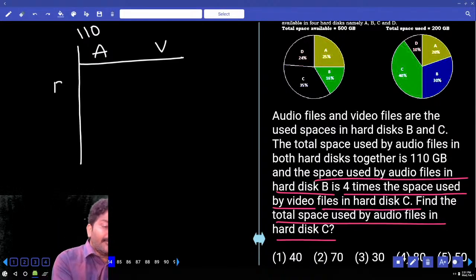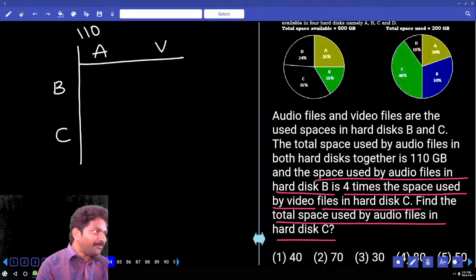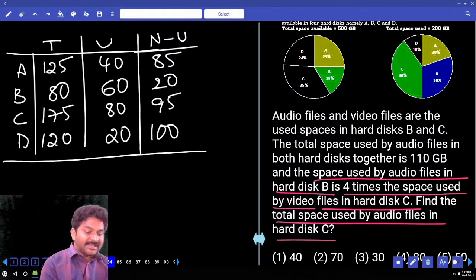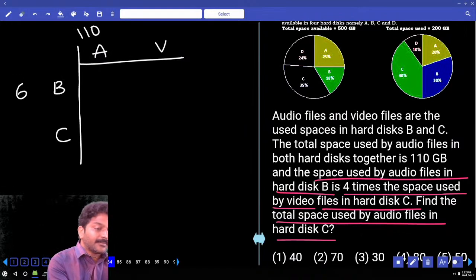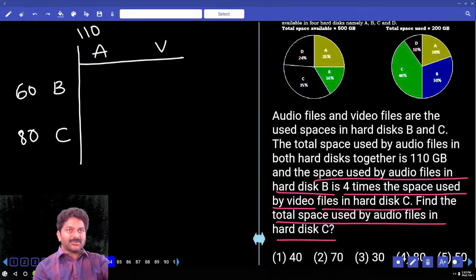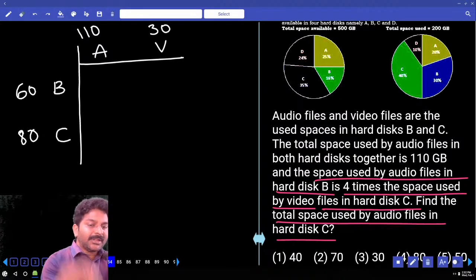Okay. Now we have B and C. The question is related to only B and C. In B and C, how much is the used space? 60 and 80. So 60 is in B, 80 is in C. How much is total? 140. Out of 140, we have only two segregations: either audio or video. Audio they already said is 110, then video must be 30.